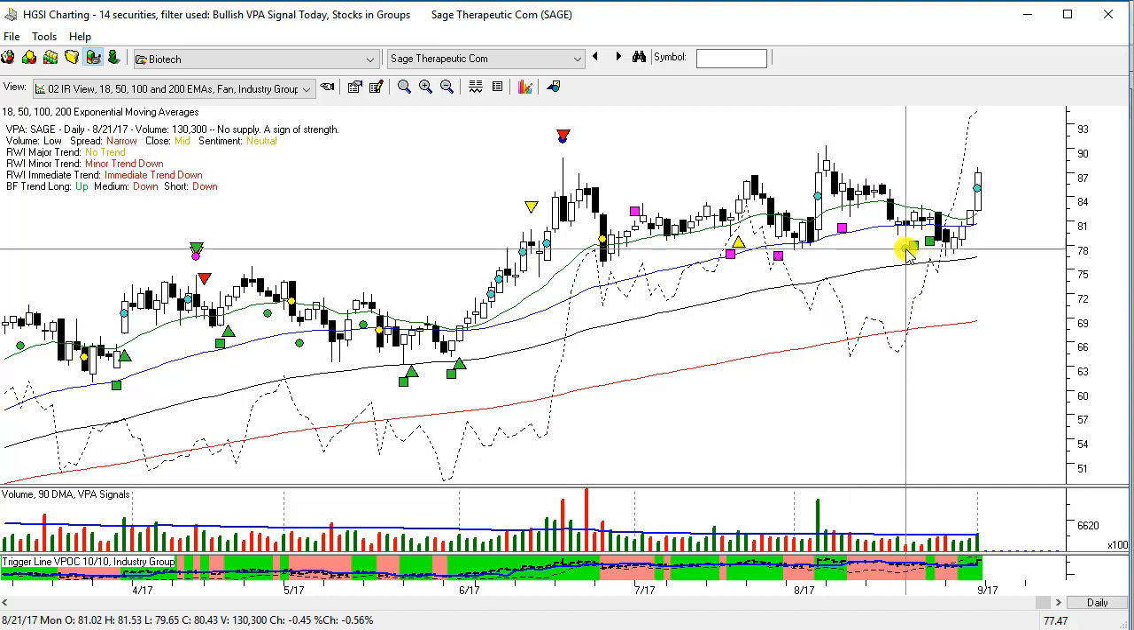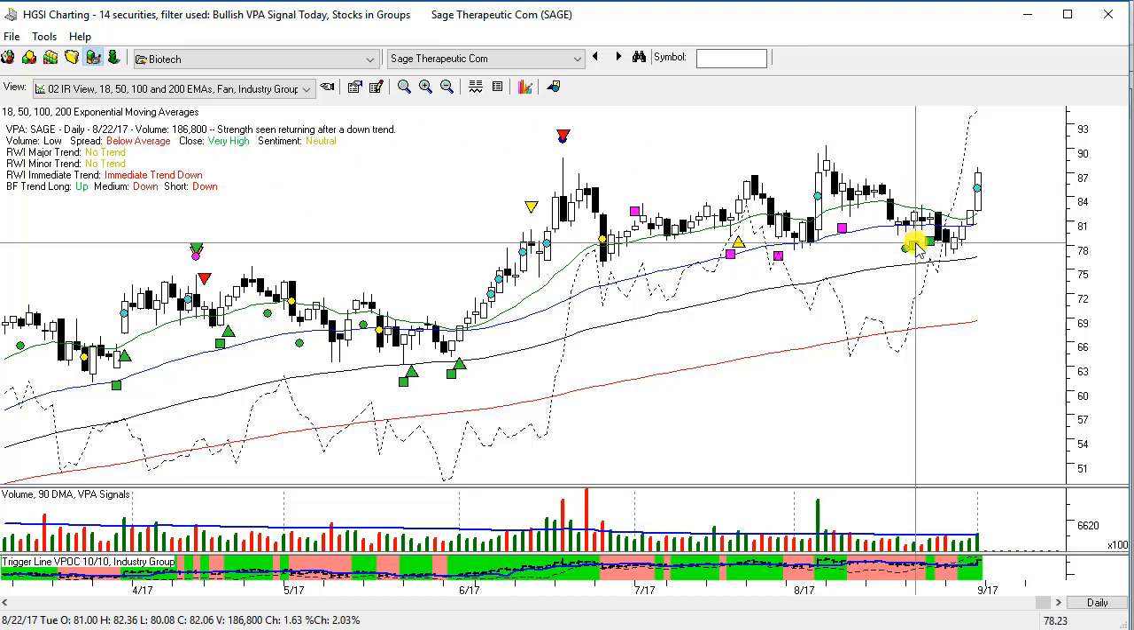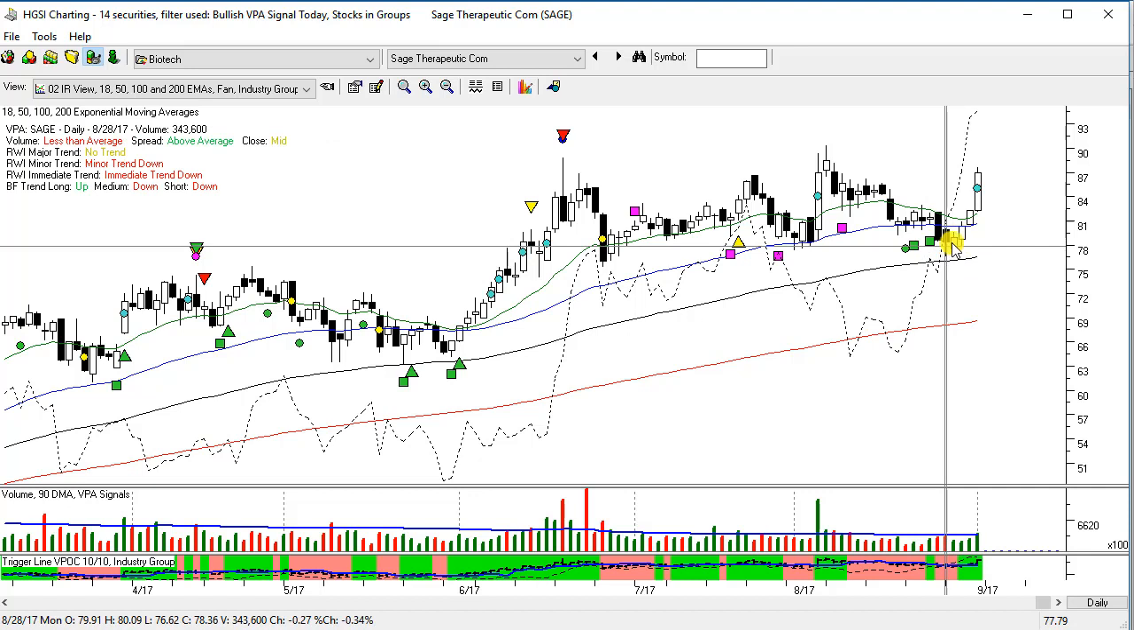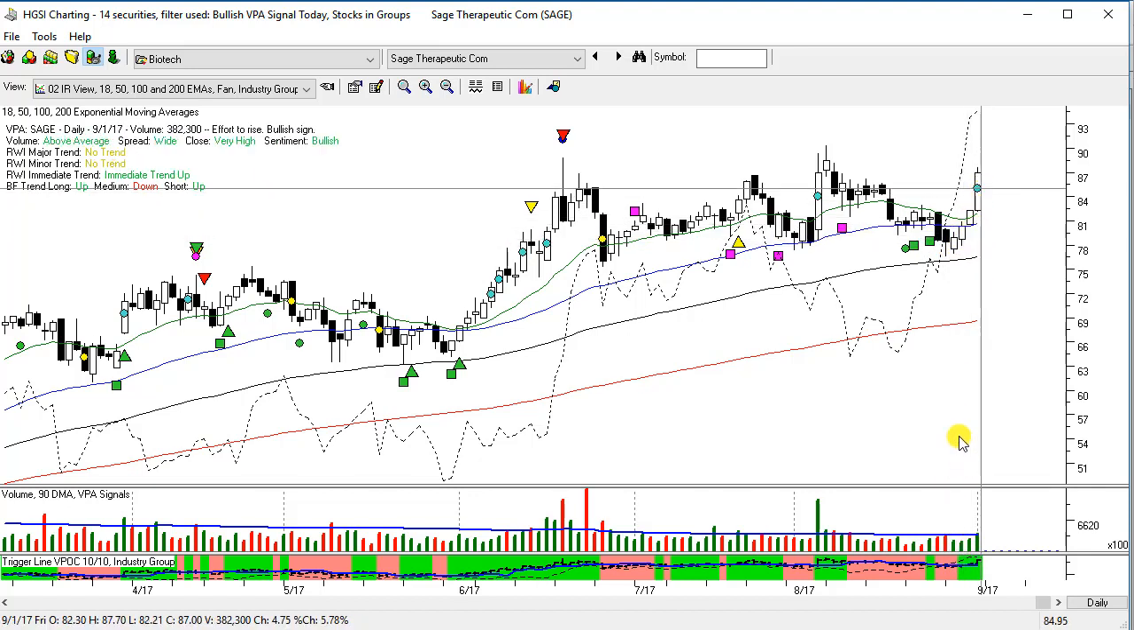Now, over here we're getting multiple VPA flags. Here's a no supply flag. This is a strength seen returning once again, and another strength seen returning as it held in this area and then it started moving up with the group. VPA can be very helpful, and we can do all kinds of screens on these both bullish and bearish VPA flags.